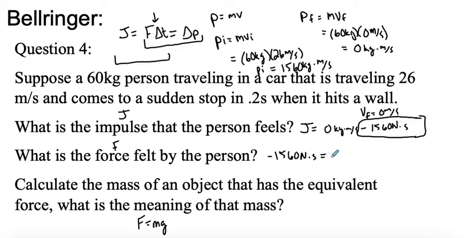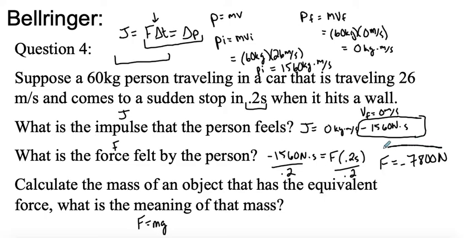Set that equal to force times change in time, which we're given right there. So that's our delta T. And now we divide both sides by 0.2, and we get a force of 7,800 newtons. And this will be a negative 7,800 newtons because that's the force that's working against the person.